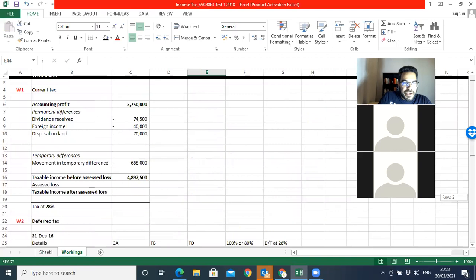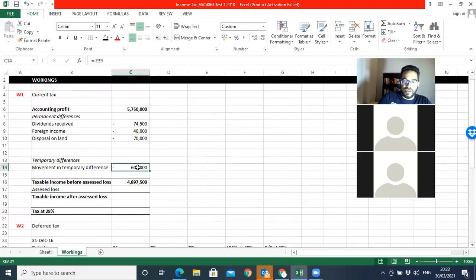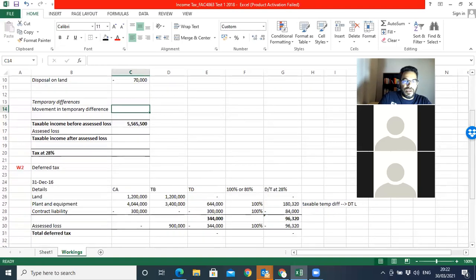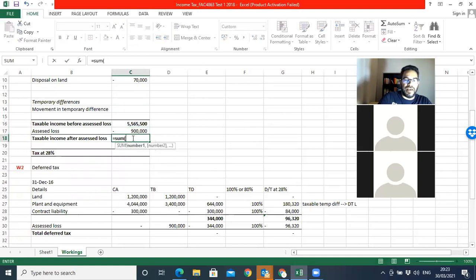Before I bring that in, I'm going to bring in my assessed loss of 900,000. Because I have enough taxable income, I can now reduce my taxable income by my assessed loss of 900,000 Rand. So therefore, if I add this up, my taxable income is 4.6.